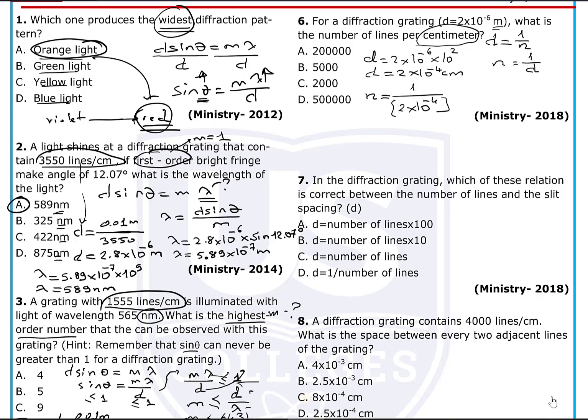Answer is 5,000. So the number of lines per centimeter is 5,000. There are 5,000 lines in a centimeter, because this is centimeter. So B is the correct answer.